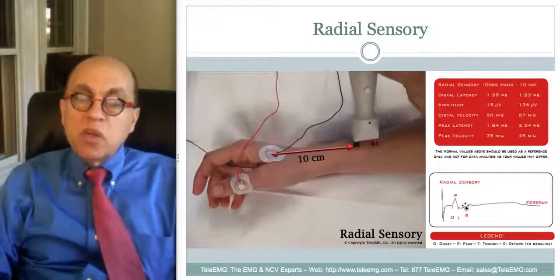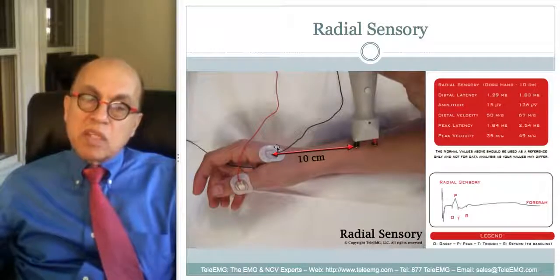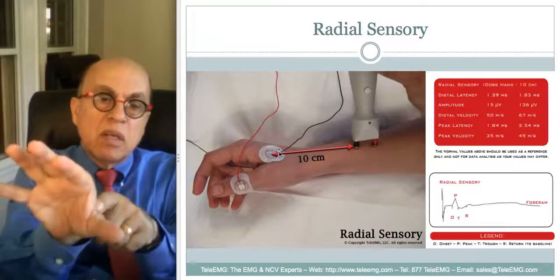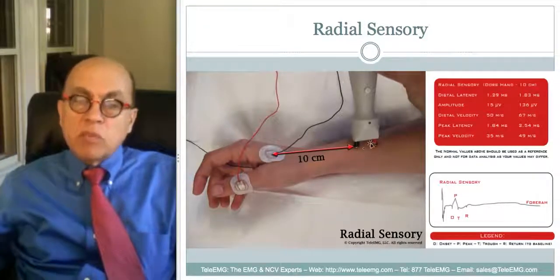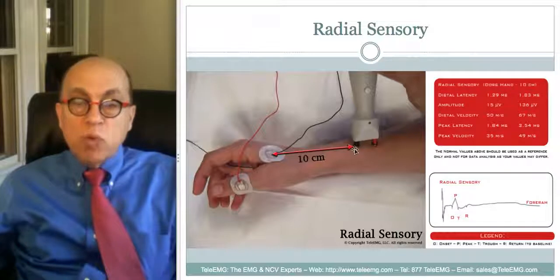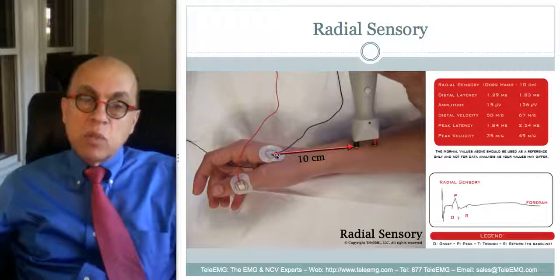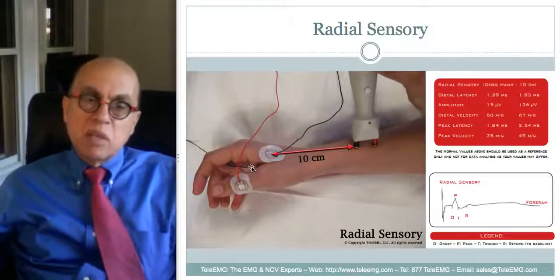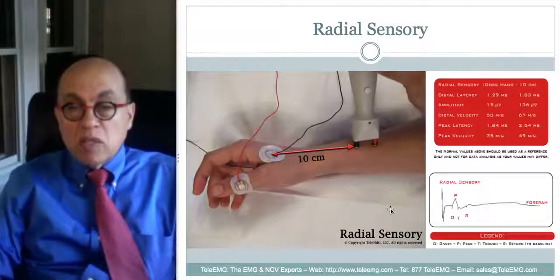Now for the radial nerve, we put the electrode right here between the index and middle finger in that hole, as you can see, and stimulate the nerve over the forearm, over the radius bone at a 10 centimeter distance. And so we put the active electrode here, the reference over the thumb, and you can barely see the ground here. And that's the response that we get. And we compare it to normal values. And that's the radial sensory response.